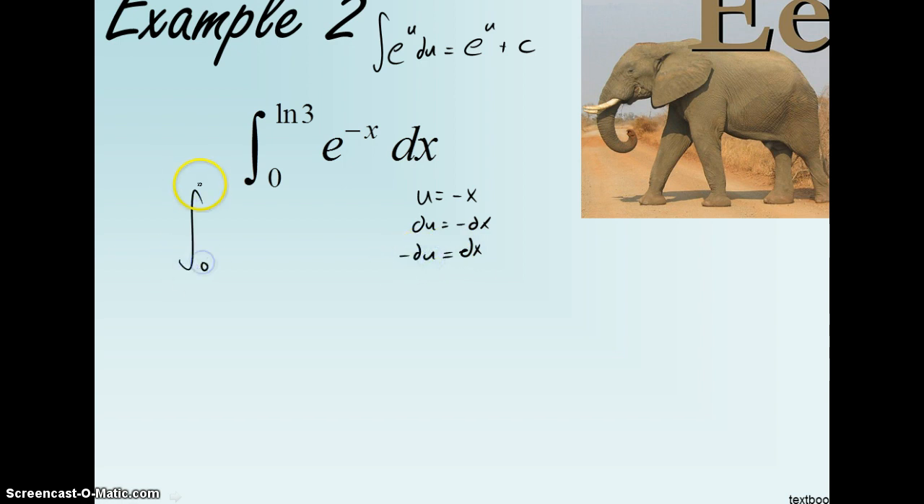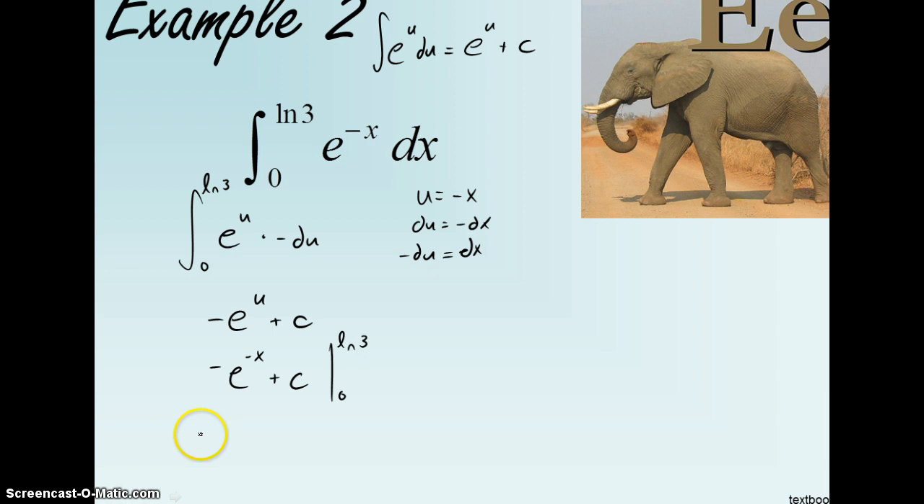So this integral is now going to become the integral from 0 to ln of 3 of e to the u times negative du, or negative e to the u plus c. That negative just comes along for the ride. Once I've taken my integral, I'm going to swap back out my u. It's really the opposite of x, and I want to evaluate that between 0 and ln of 3.